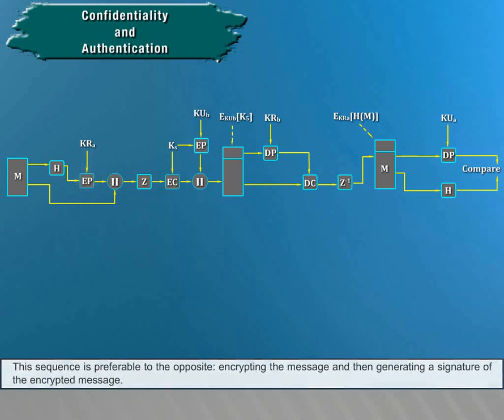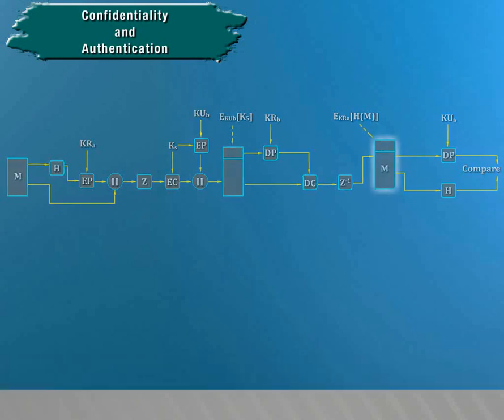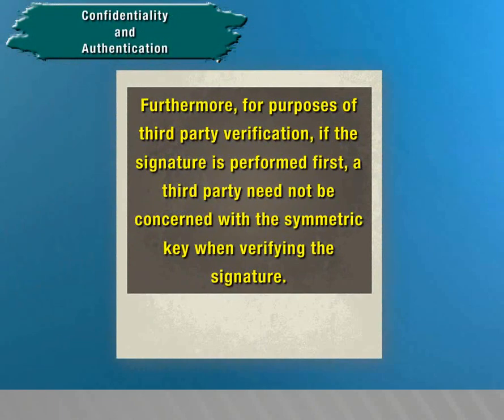This sequence is preferable to the opposite, encrypting the message and then generating a signature of the encrypted message. It is generally more convenient to store a signature with a plaintext version of a message. Furthermore, for purposes of third-party verification, if the signature is performed first, a third party need not be concerned with the symmetric key when verifying the signature.